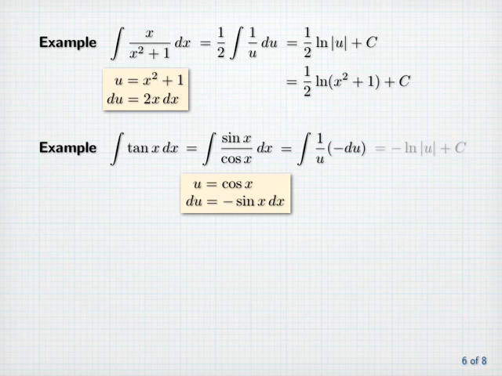So here we have minus the natural log of the absolute value of u plus c, and we replace u with cosine x, and we've got minus log of absolute value of cosine x plus c. Now we can absorb the minus sign here by writing this as the log of 1 over the absolute value of cosine x plus c, or the natural log of the absolute value of secant x plus c.